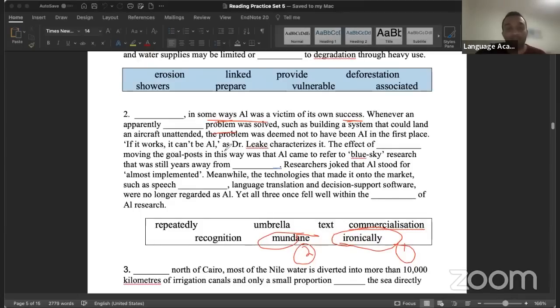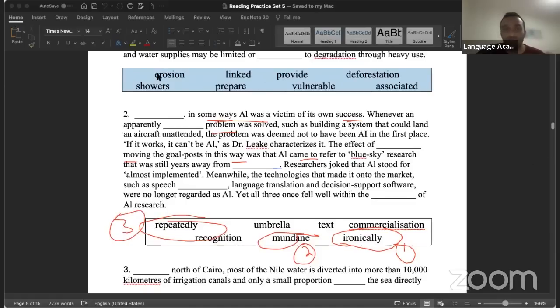If it works, it can't be AI. As Dr. Lee characterizes it, the effect of dash moving the goalposts in this way was that AI came to refer to blue sky research. The effect of dash moving the goalpost. So now you are changing the goalpost in this way. The right answer is the effect of repeatedly moving the goalpost. Okay, so the right answer will be repeatedly.